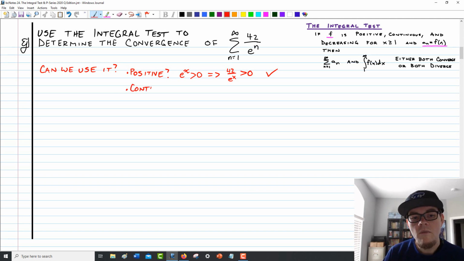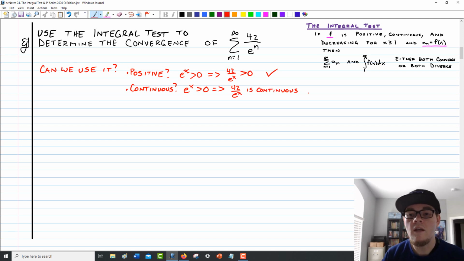Second, for continuous, the only place we could possibly have a continuity issue is with e to the x. But e to the x is greater than 0, which means 42 over e to the x is continuous, because that's the only potential place where the ratio of two things would possibly create an issue. So we also have a continuous function.